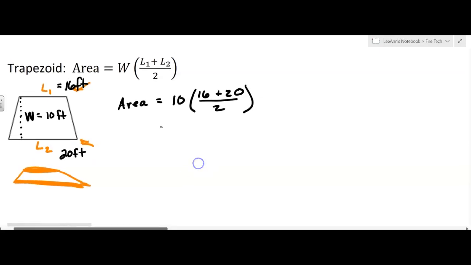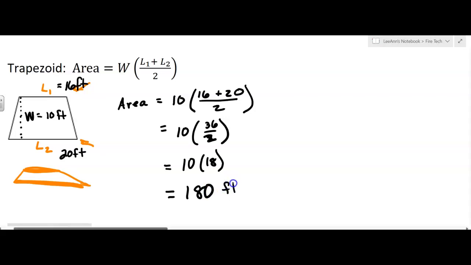All right. So then we follow the order of operations. We'd get 36 over 2, which is 18, so 10 times 18. And that's going to be 180. Now, what's the measurement going to be? Well, we're measuring in feet and we're finding an area, so it's going to be in square feet.